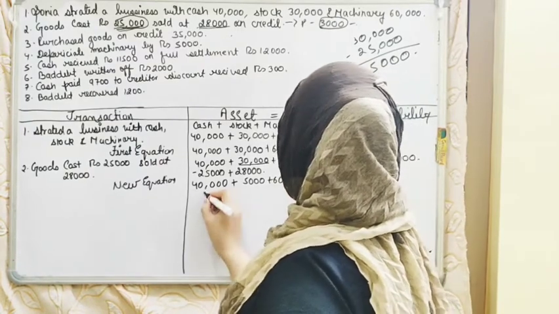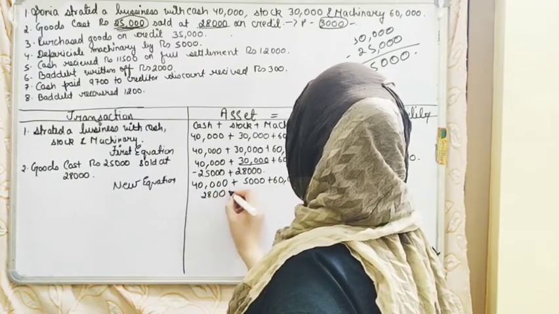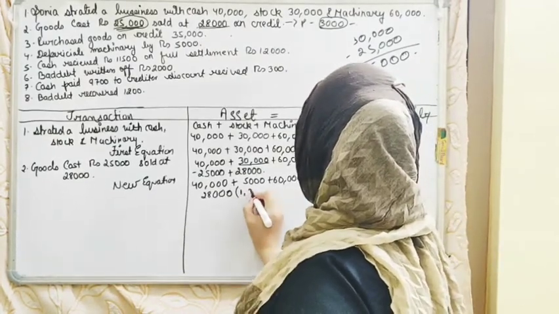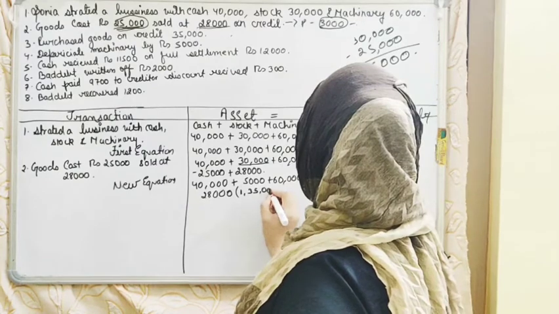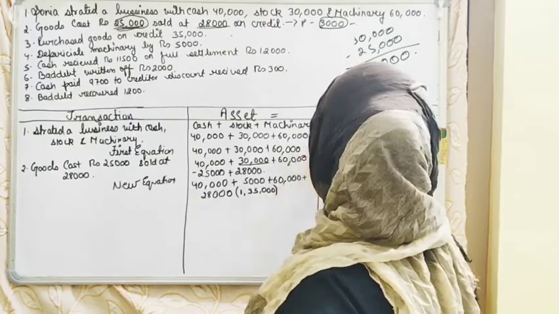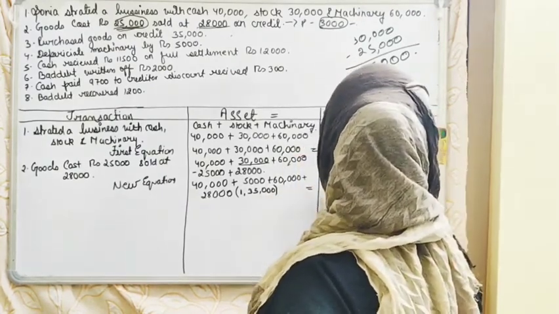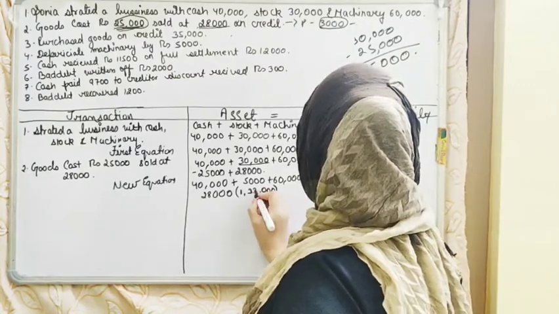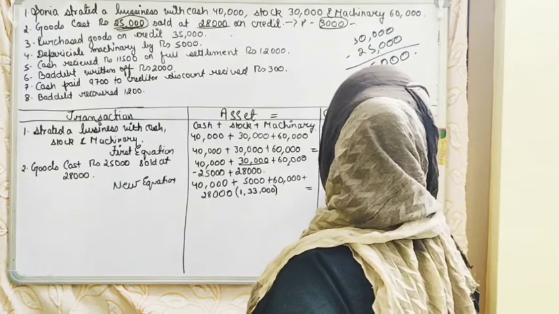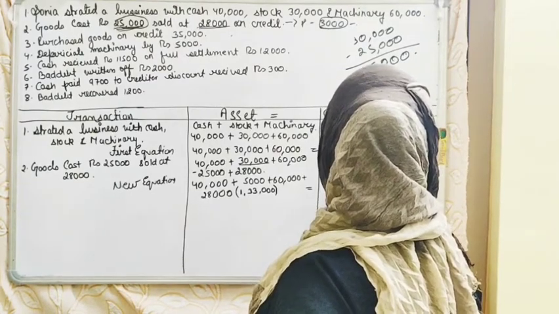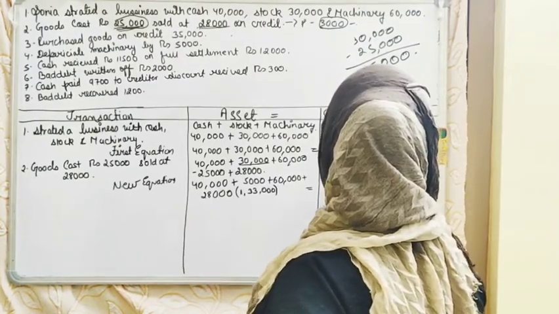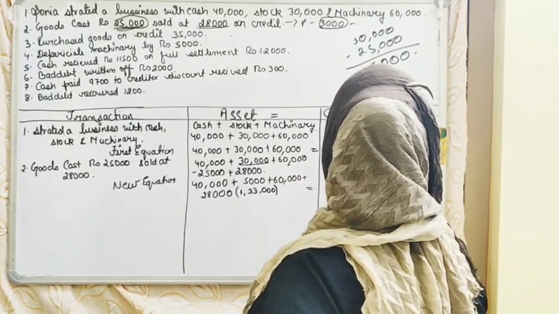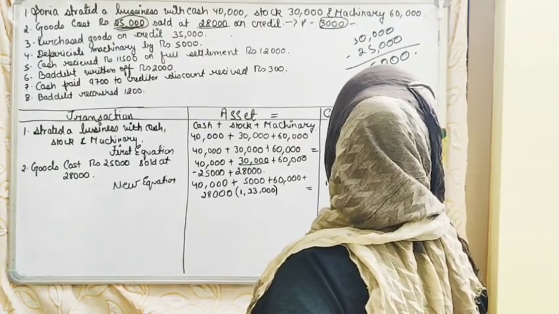Plus 28,000. That is the amount coming to rupees 1,35,000. So is equal to 1,33,000. So here also 1,33,000. 1,30,000 plus 3,000. That is coming to a total of 1,33,000.